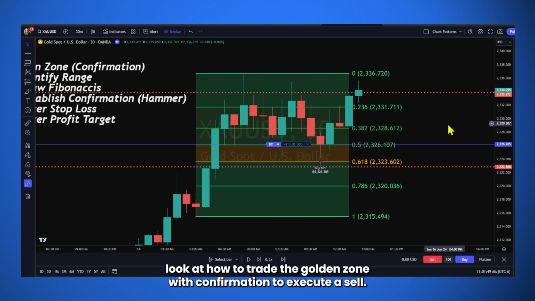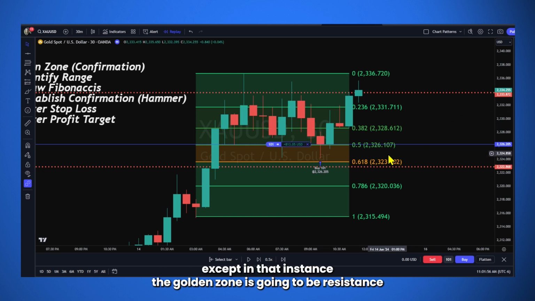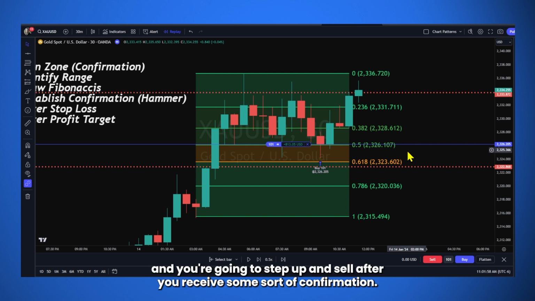So that's a good look at how to trade the golden zone with confirmation. To execute a sell, it would be exactly the same, except in that instance, the golden zone is going to be resistance, and you're going to step up and sell after you receive some sort of confirmation.